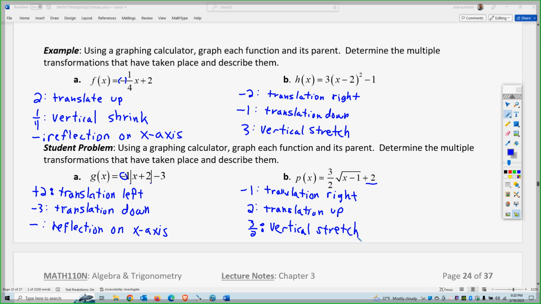Okay, and what you'll notice about each one of these, they only affect x or they only affect y. They do not affect both, for each item that's in the function. Okay, so one more page here.